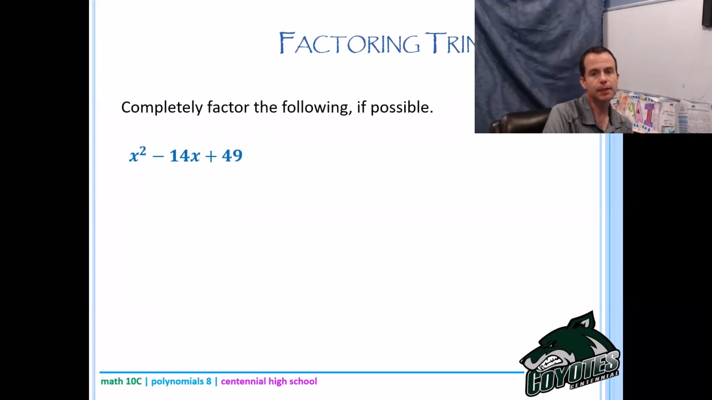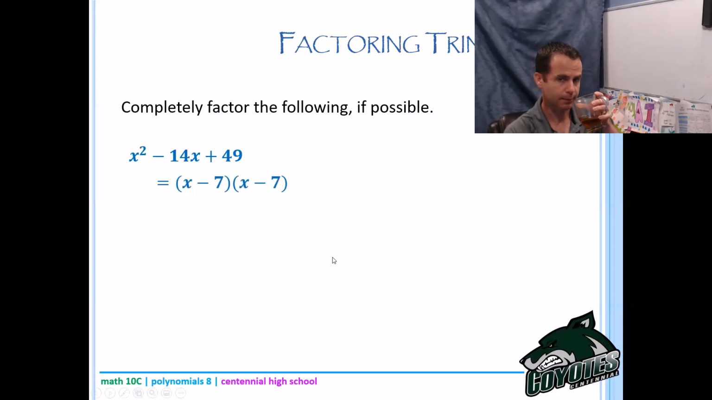Okay, completely factor the following if possible. x squared minus 14x plus 49. Looking for two numbers that multiply together to give me 49 and add together to give me -14. This is shortcuttable. And we're looking at -7 and -7. So that would be (x − 7)(x − 7). -7 times -7 gives me a +49. -7 plus -7 gives me the -14.